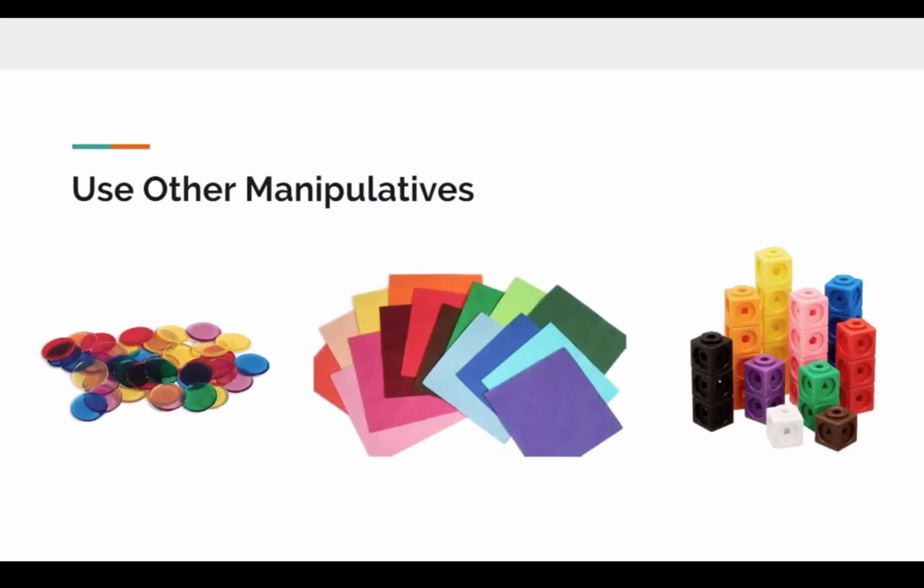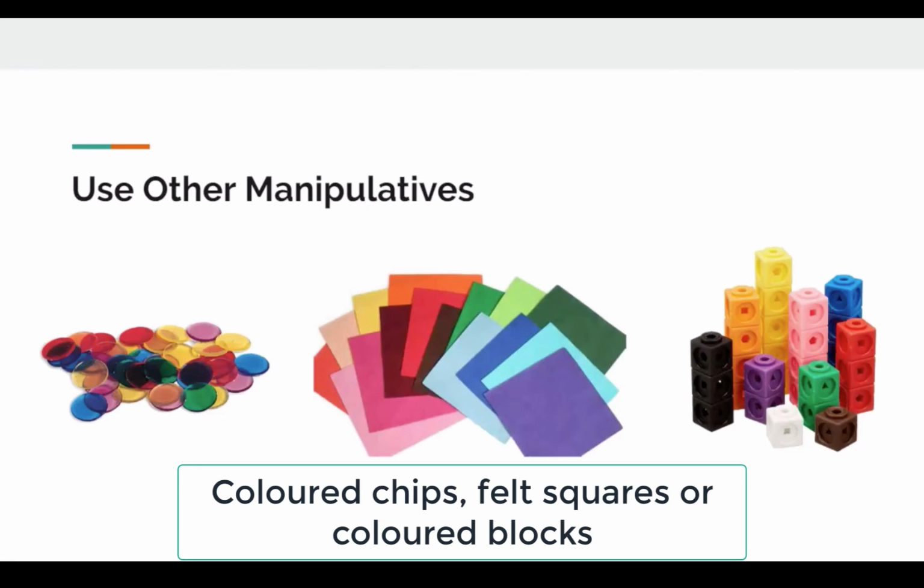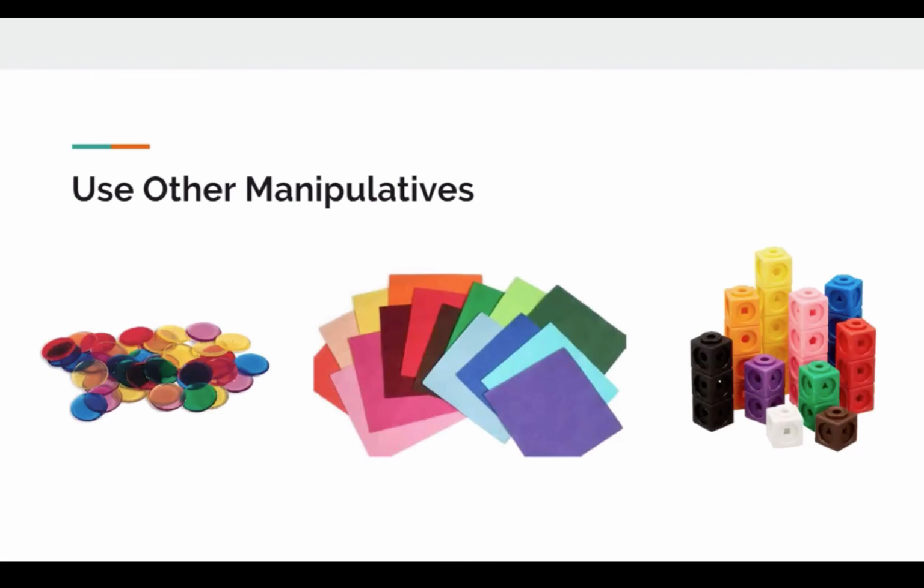Here are some examples of other manipulatives or items you can utilize to help students substitute, blend, and otherwise manipulate the parts of speech. These items are colored chips, felt squares, and colored blocks, but you could really use any item that is available, such as buttons or pebbles, as long as they are similar in shape and size.